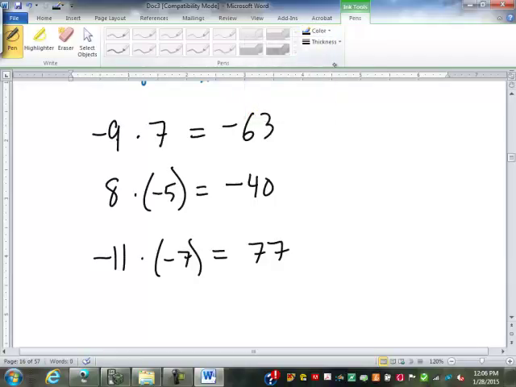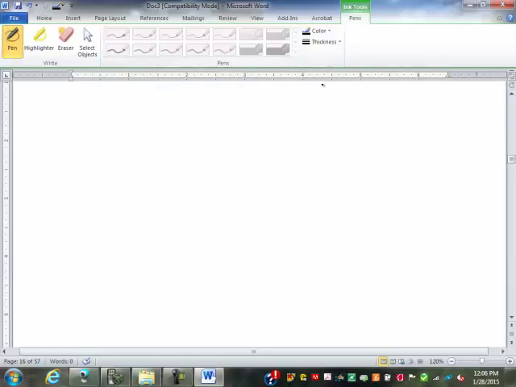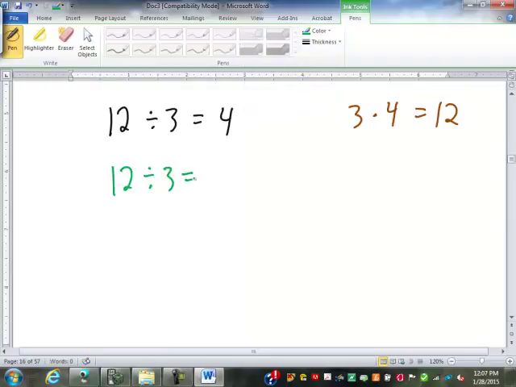So all that's left now for our integers, for our negatives, is to deal with division. Just like subtraction, division is not its own operation. To say 12 divided by 3 equals 4, the reason that is so is because 3 times 4 equals 12. So when we're asking 12 divided by 3 equals what, that's asking us, what do we multiply 3 by to get 12?